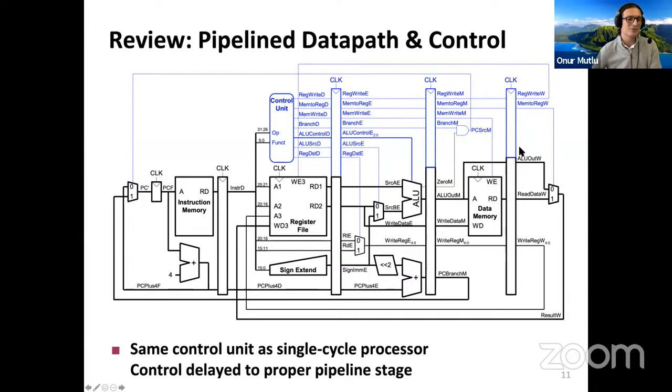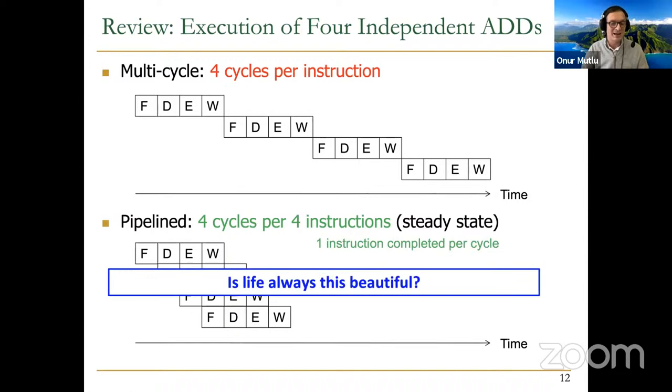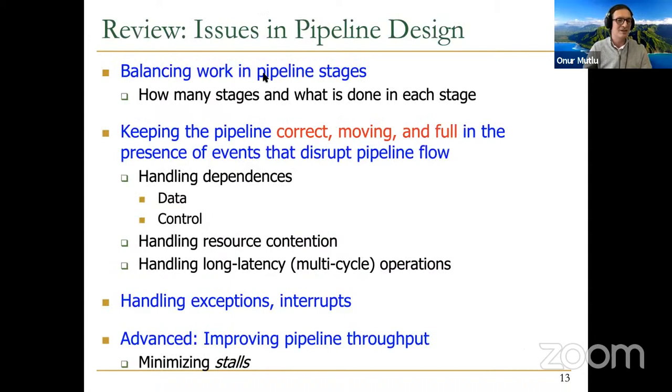And this was the basic idea of pipelining, basically. Instead of having four cycles per instruction in these four independent add operations, we have four cycles per four instructions, meaning you can finish one instruction per cycle in the steady state. And of course, we said that life is not always this beautiful. Instructions are not always independent, and there are other issues in pipeline design. And we started talking about some of those issues.